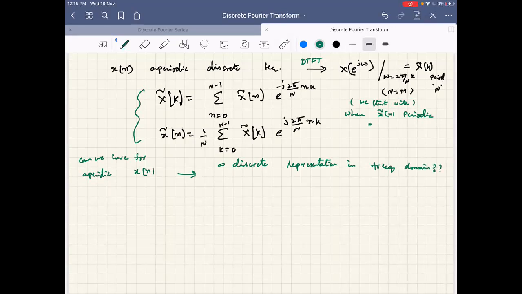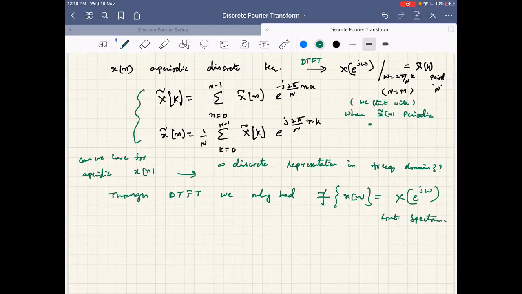For an aperiodic discrete sequence x of n, can we have a discrete representation in frequency domain? Previously, through DTFT, what we had is only a continuous frequency representation. Through DTFT, we only had the Fourier transform of x of n, that is, the discrete time Fourier transform of x of n being X of e power j omega. Okay, continuous spectrum.